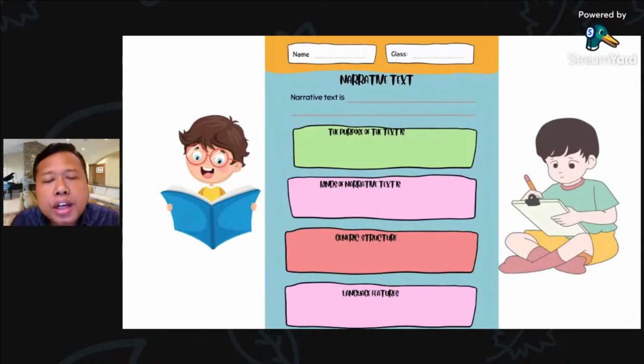In your groups, please analyze the video and the reading text, and then do the assignment. Fill in the table. Okay, already finished.